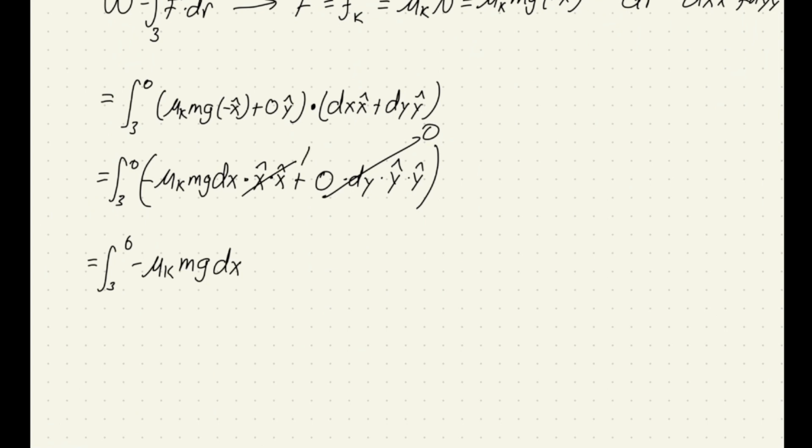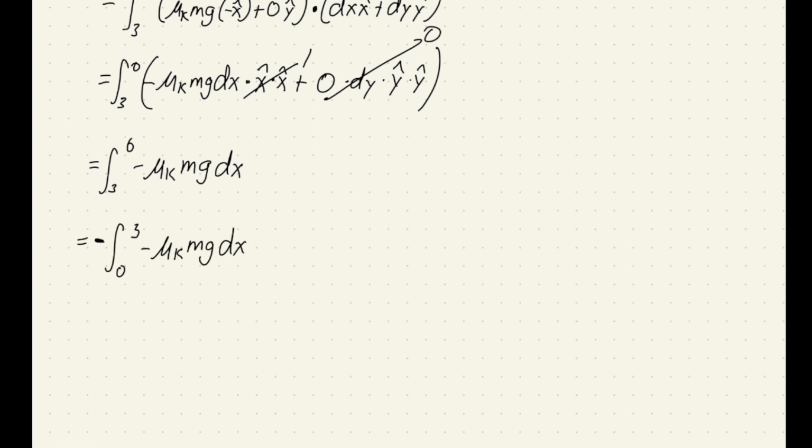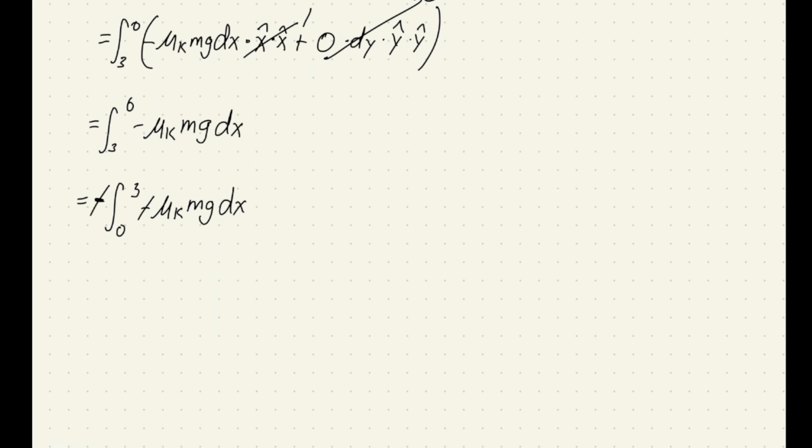And what I have now is just a regular old integral that we've probably seen something similar to before. So again, I will flip the order of my limits of integration to make it a negative integral from 0 to 3 of negative mu k mg dx. The negative signs will cancel. Negative 1 times negative 1 is positive 1. And I get the integral from 0 to 3 of mu k mg dx.